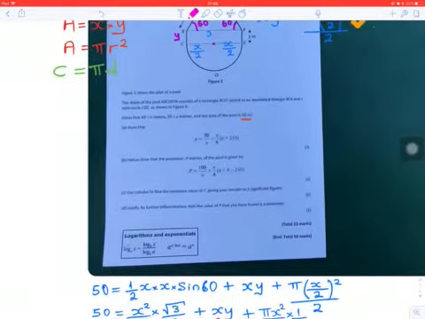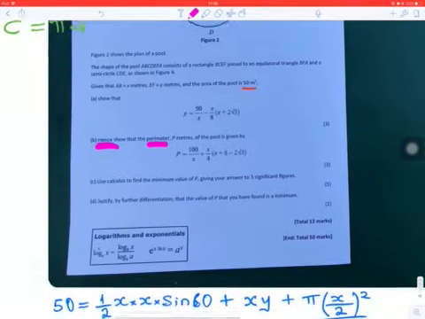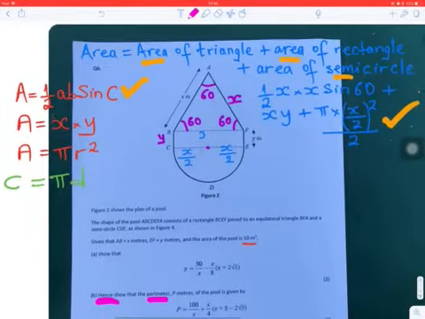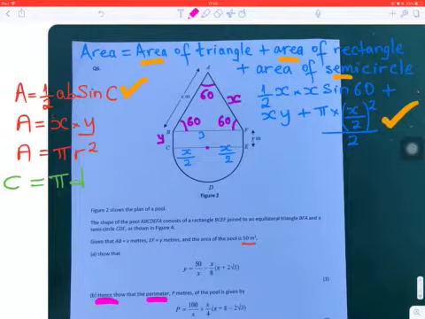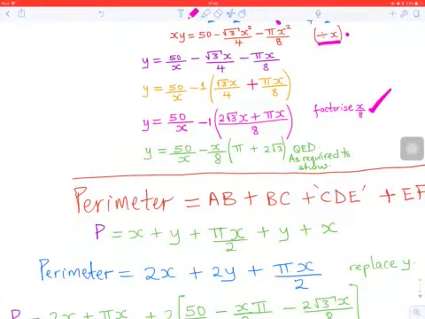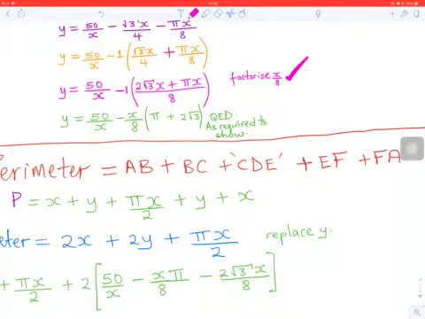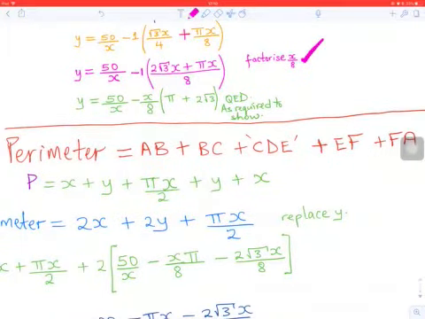Right, we go on to part B. Part B says hence. Hence means you use the answer from part A. Show that the perimeter, P meters of the spool, is given by. So to find the perimeter, we add all the sides of the shape. So the total perimeter is given by AB plus BC plus CDE plus EF plus FA.